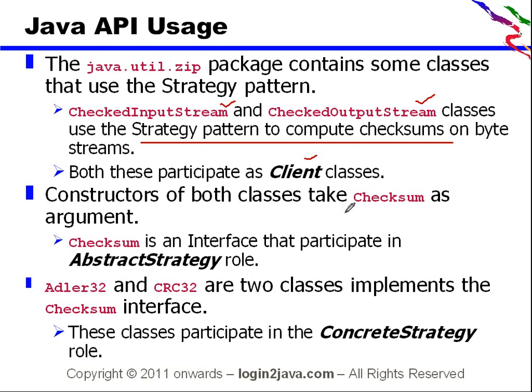The constructor of both classes takes a Checksum as an argument, where Checksum is an interface that participates in the abstract strategy role. These two, Adler32 and CRC32, are the concrete implementations of the Checksum interface, and these classes participate in the concrete strategy role. So this is a Java API example.